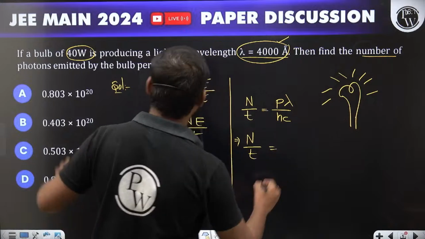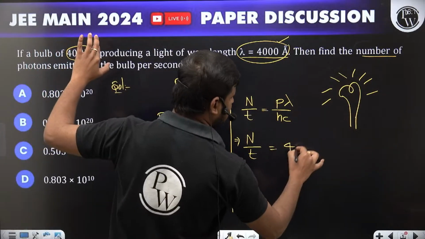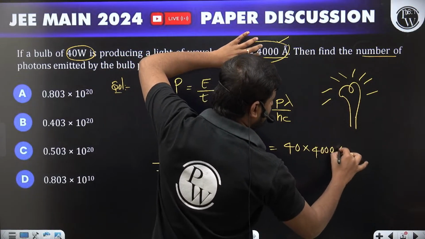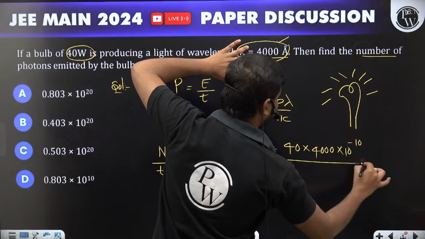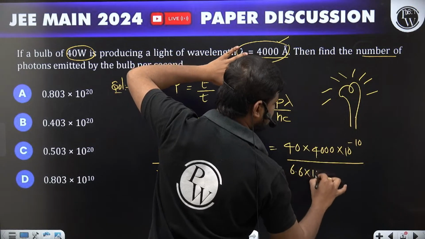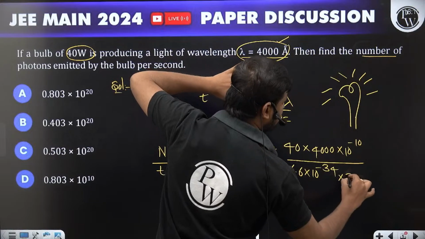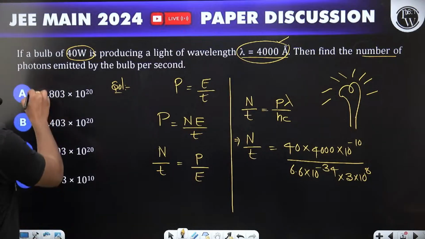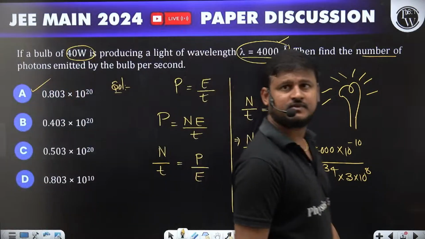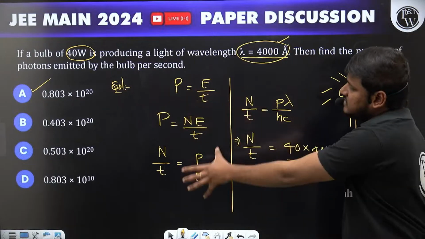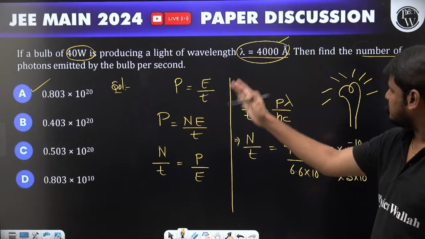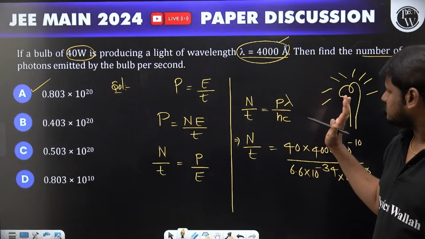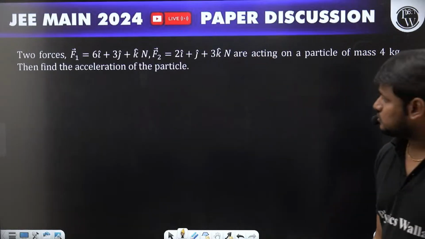So just substitute the values. Here we got 40 as the power, and lambda, which is 4000 into 10 to the power minus 10, and then h value 6.6 into 10 to the power minus 34 into c value 3 into 10 to the power 8. Now you do the calculation, somewhere around there you get option A for this. Okay, now the basic formula you understand, so the given information you can just substitute at the end of the question. Done? Clear? Chalo.